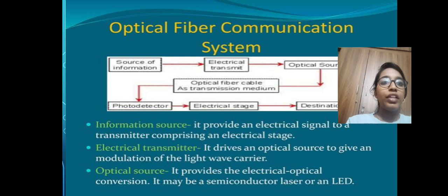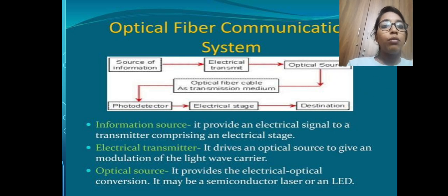Optical fiber communication system. Information source: it provides an electrical signal to a transmitter comprising an electrical stage. Electrical transmitter: it drives an optical source to give modulation of the light wave carrier. Optical source: it provides the electrical to optical conversion. It may be a semiconductor laser or an LED.